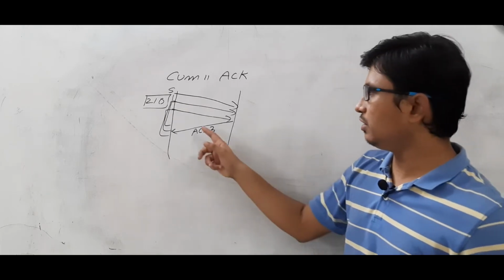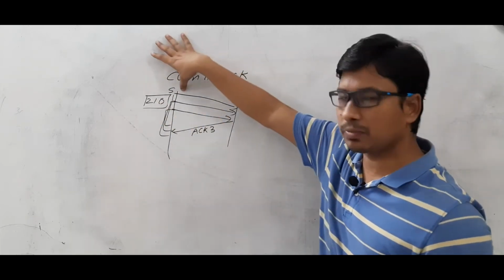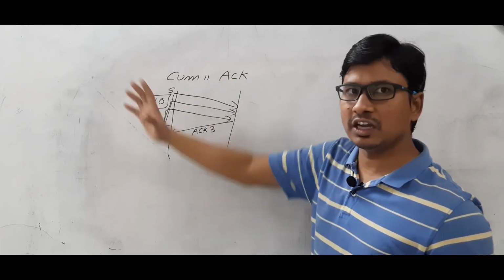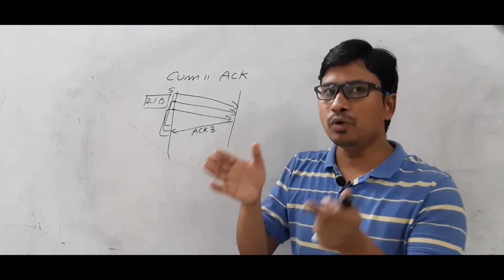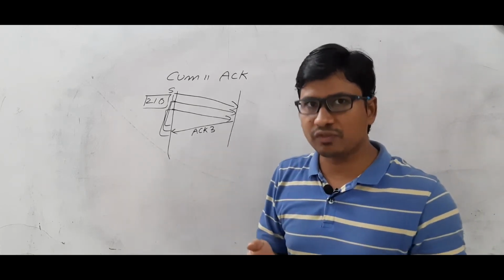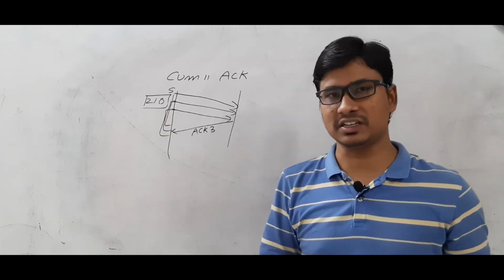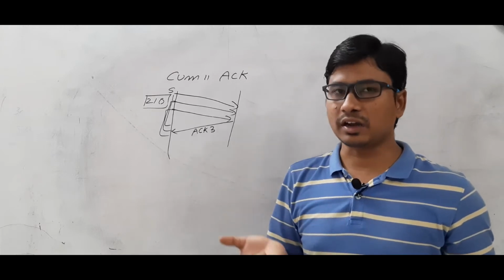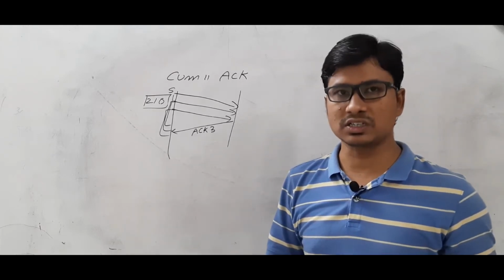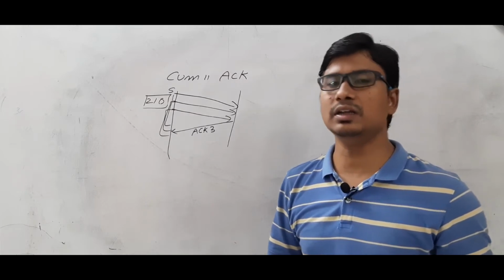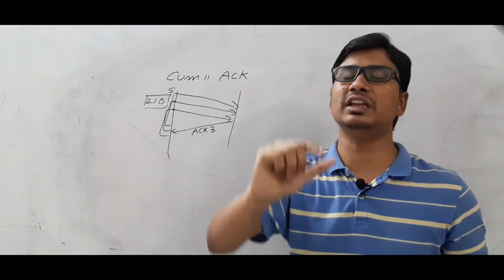Am I right? If the sender does not receive the acknowledgement for frame number 0 within the timeout timer, it will resend. So if you wait for more time to receive all the frames and send a single acknowledgement, then the retransmissions will increase. Then whatever traffic you are reducing with a single acknowledgement will be lost. Am I right or wrong? Is it clear? So you should not wait for too much time, and you should not wait for too little time.